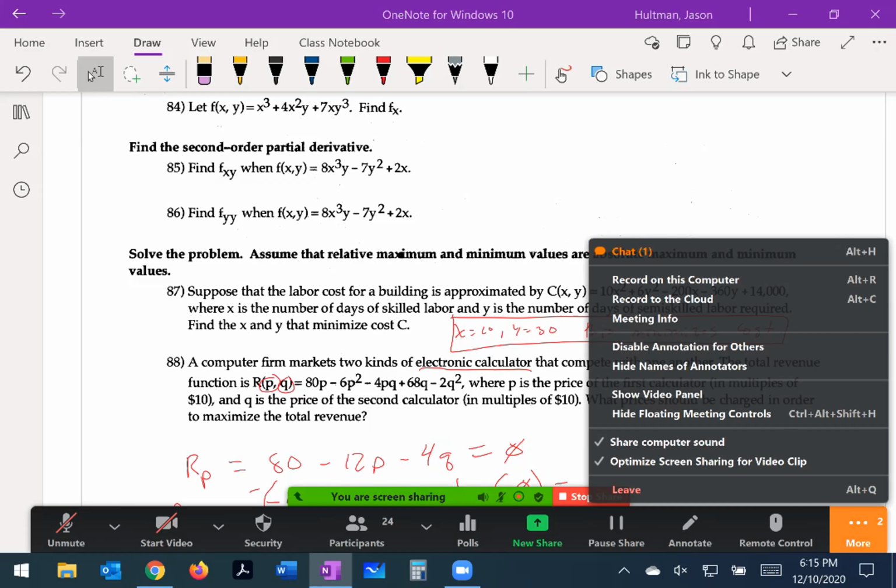Divergent? No, we're not talking about convergent or divergent. That's usually when we talk about functions and sequences and series. So we don't converge or diverge to anything in the third dimension.